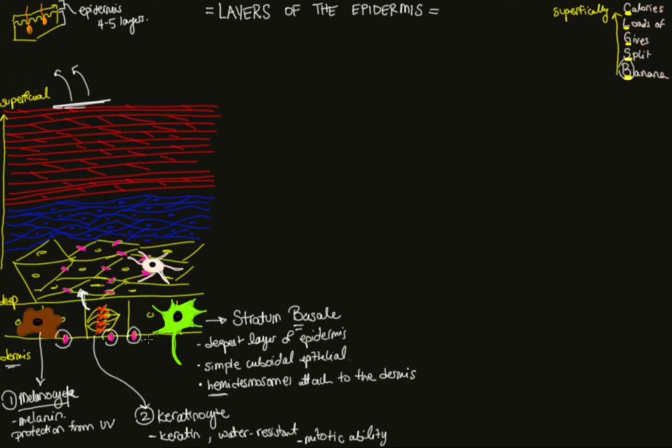Finally, the third type of cell that we have residing in the stratum basale is what we call a Merkel cell. And this is a cell that is actually a touch receptor, so it responds to light touch.